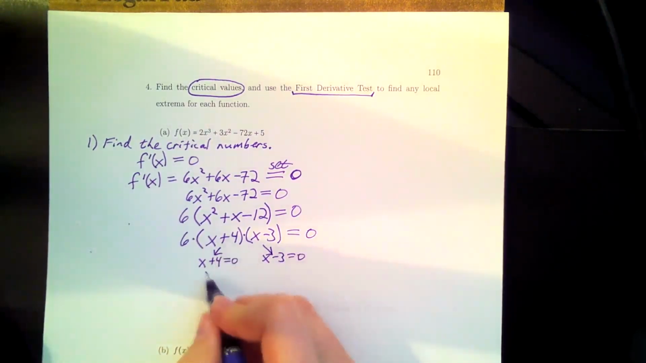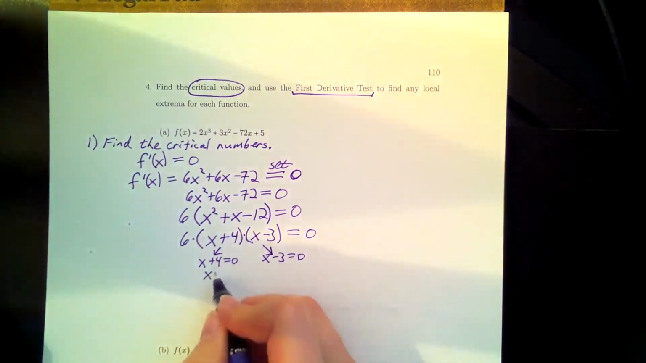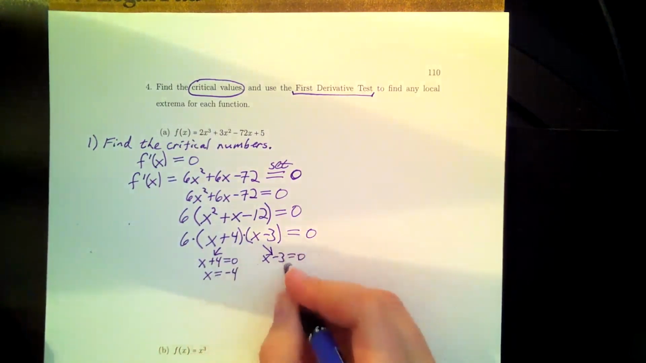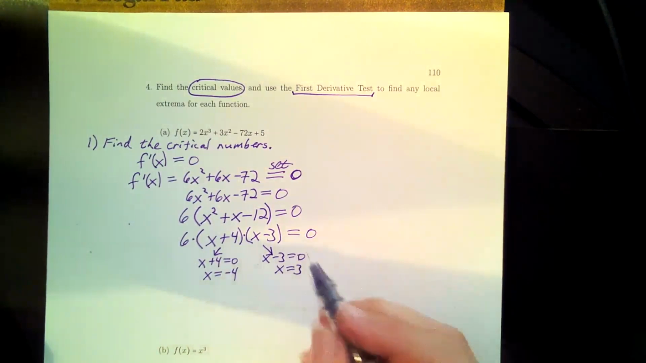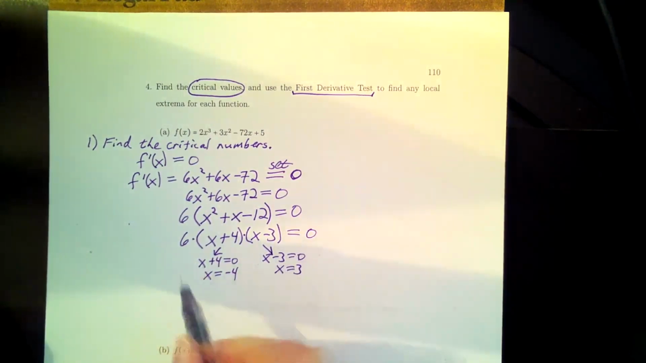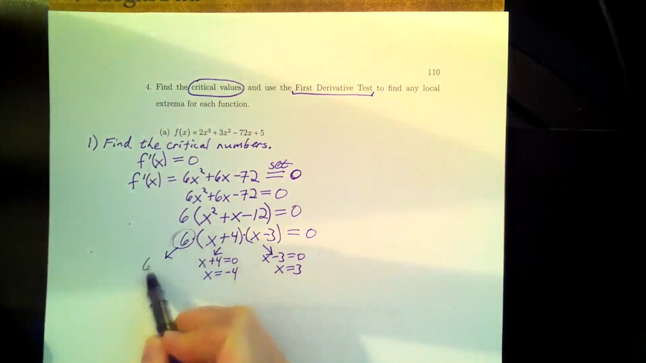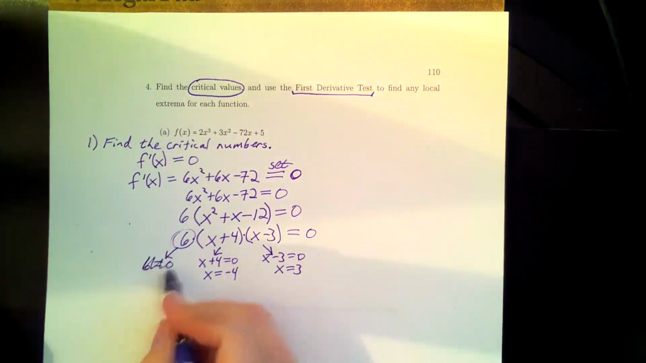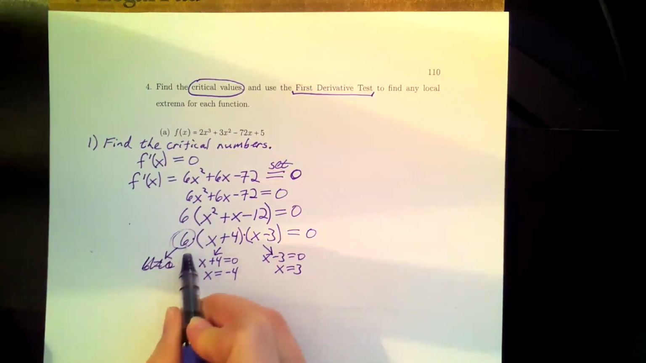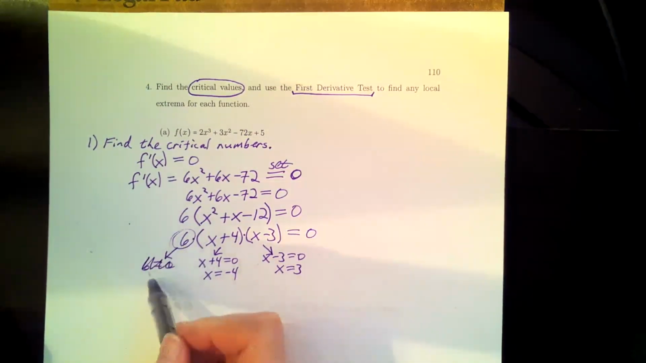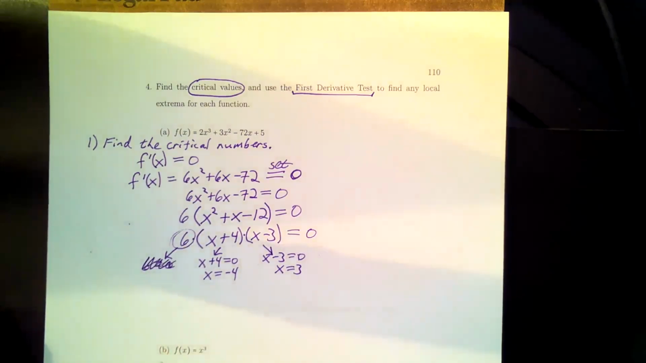So from this term, if you subtract 4 to the other side, we get x is negative 4. And if you add 3 to this side, we get x is 3. So I have two critical numbers. As far as this 6, you can't actually set that equal to 0 because 6 is a number. If you just have a number that's hanging out in front of your factorization, that part doesn't get set equal to 0. That doesn't give you anything. It becomes an incorrect statement, actually.